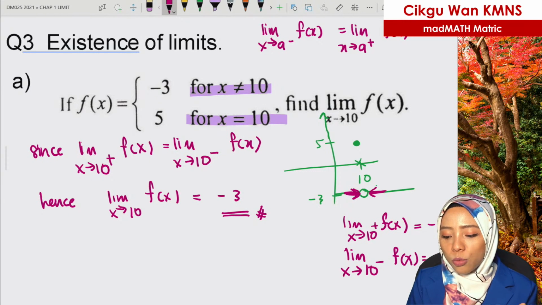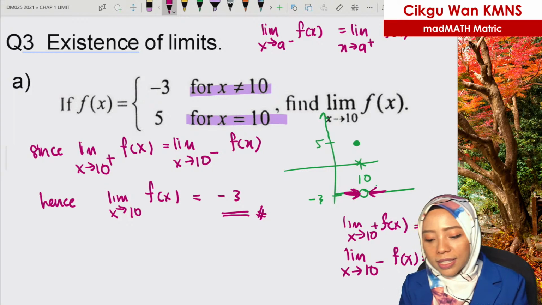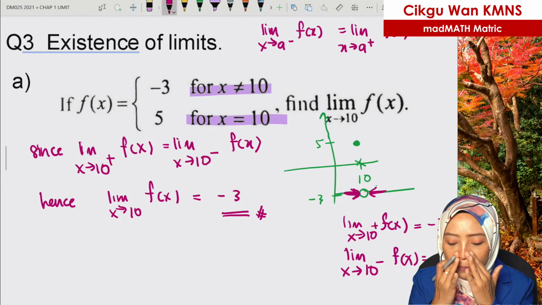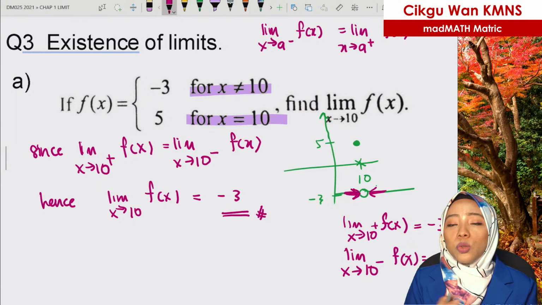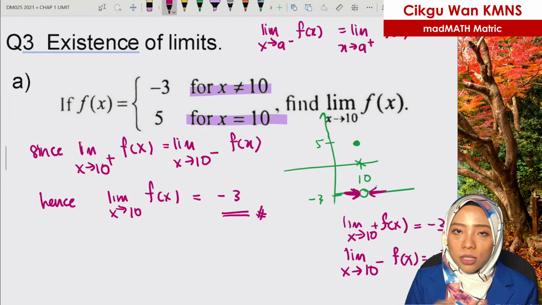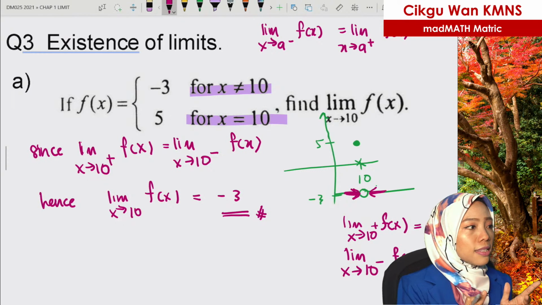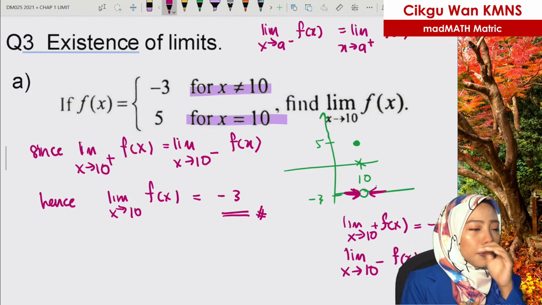Like what I am doing now: limit x approaching 10. There is no need to state positive on the right-hand side or left-hand side, because both are the same, so we do not write anything. It is equal to negative 3. So this is your answer. This is how you present your answer. Okay, existence of limit, can?